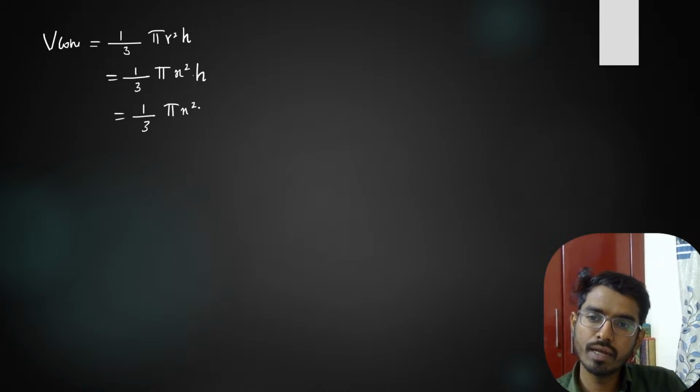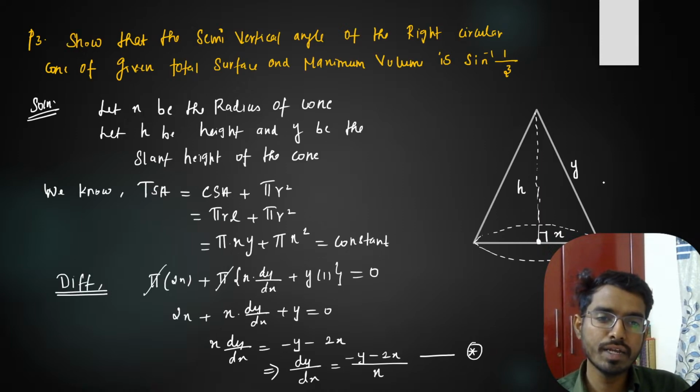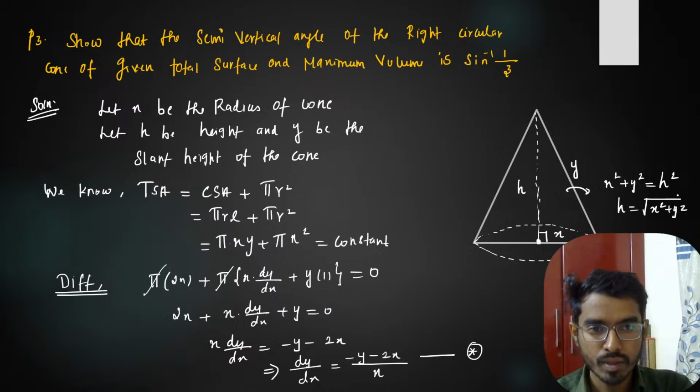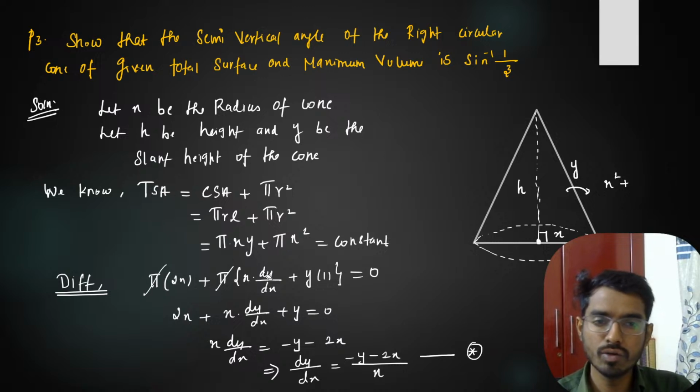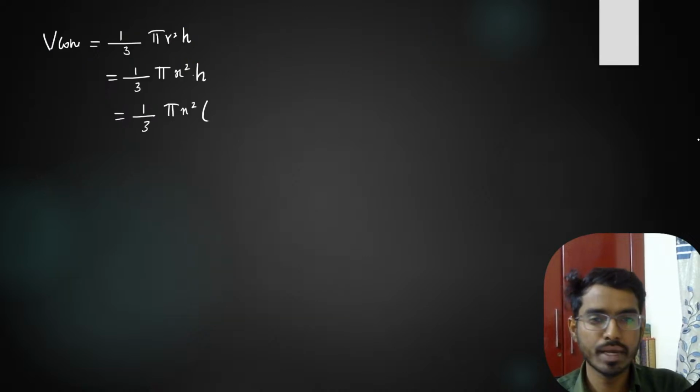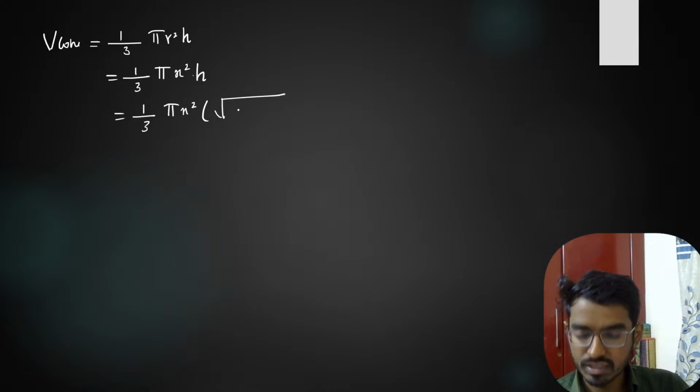So pi into x square. What is h? We know that x square plus y square is h square. So can I write h as root of x square plus y square? No, we need h only, right? Sorry. x square plus h square is equal to y square. So that means h is equal to root of y square minus x square. So instead of this h, I can write root of y square minus x square, right?